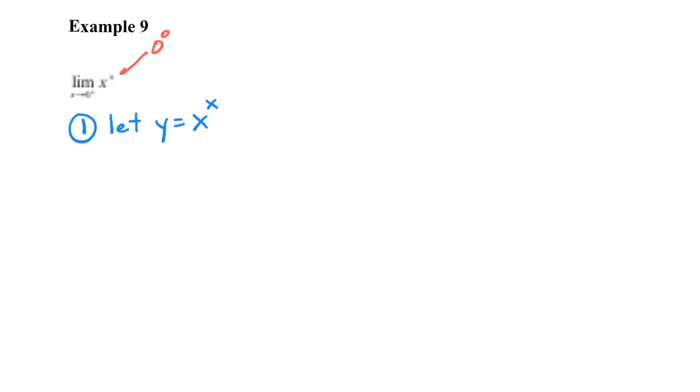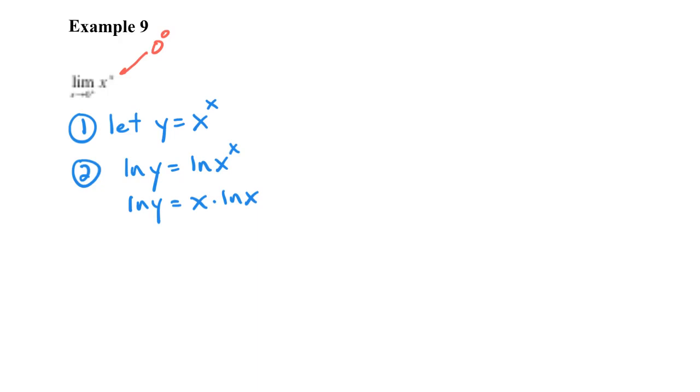Then we're going to do pretty much what we always do in this situation. We take the natural log of each side. So step 2, I take the natural log of each side of this equation. I have the natural log of y equals the natural log of x to the x. We do that because then we can bring the exponent down, using that rule of logarithms we've been using all semester. So the natural log of y equals x times the natural log of x.